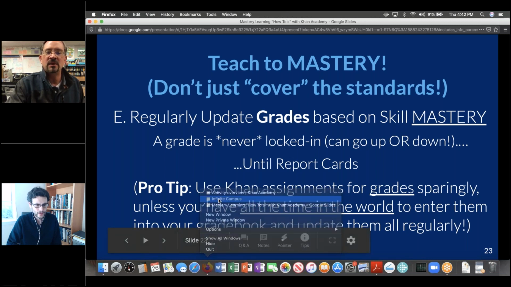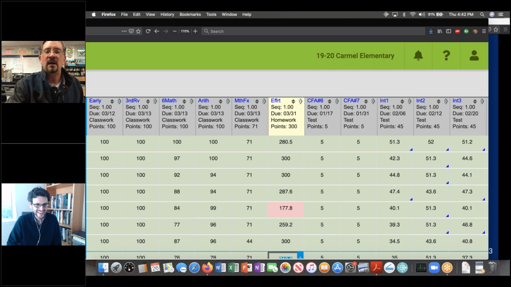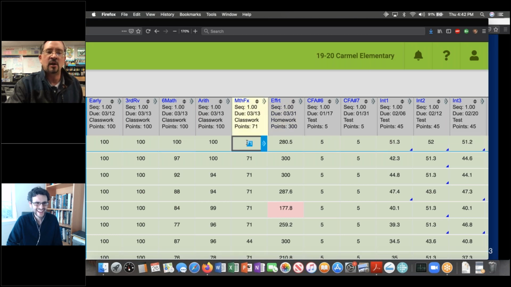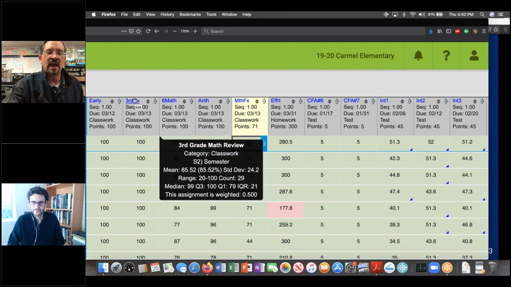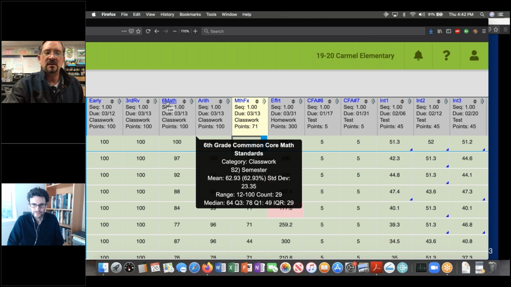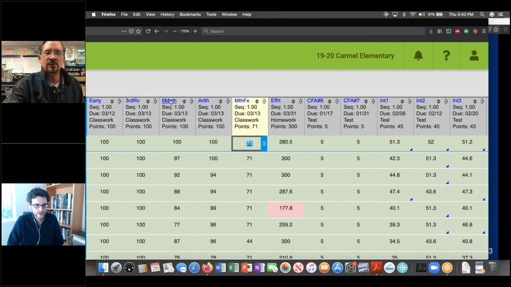Hopefully my grade book did not... oh good, okay. All right, so this is my grade book. I slid it over so you cannot see the names of the kids, but these are my grades. Here's early math, and you can see at the bottom of that black box, it says this assignment is weighted 0.333, so 1/3 of the value of my regular 6th grade assignment. Third grade, that's half the value because 3 is half of 6. 6th grade and arithmetic, those are full value. And notice that's out of 100 points.